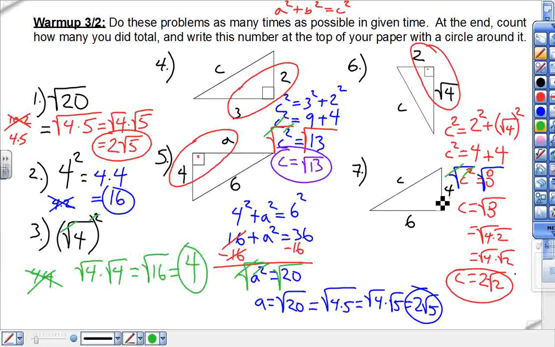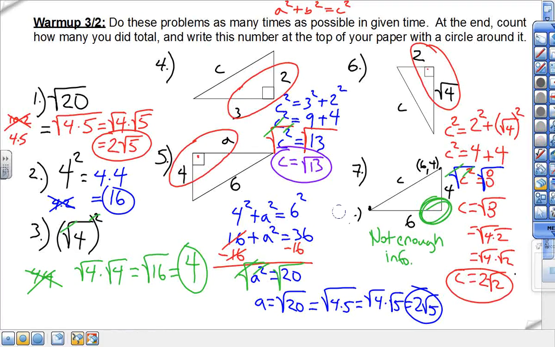7 is a trick question. There is no right angle here, so you cannot use the Pythagorean theorem. You'd have to write not enough information. If I had given you the actual coordinates of these pieces, then you would be able to use the coordinates and the distance formula to find that distance right there. But I did not give you any coordinates. I did not have a right angle on this triangle. There is not enough information. You cannot find c with that.